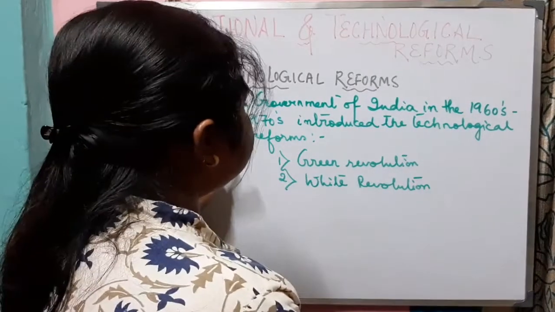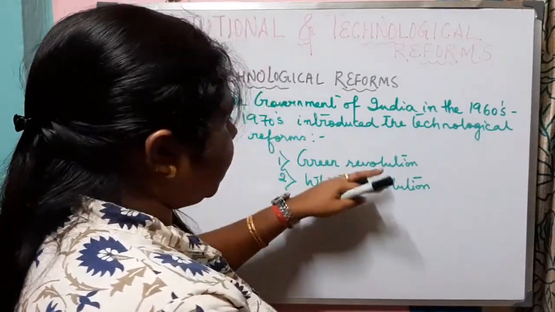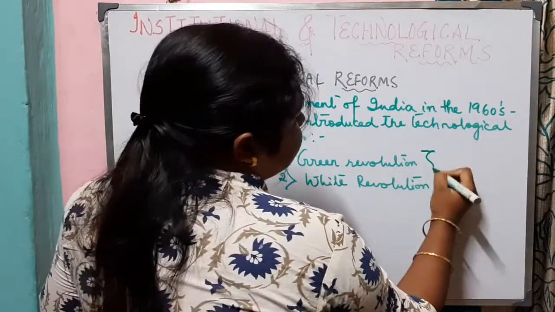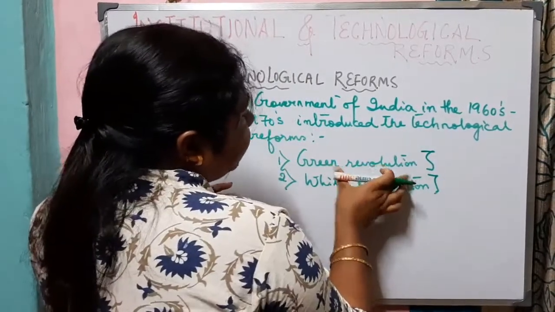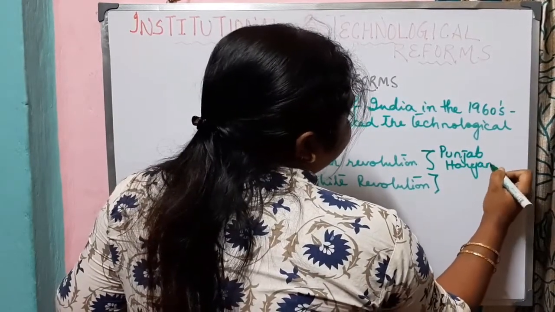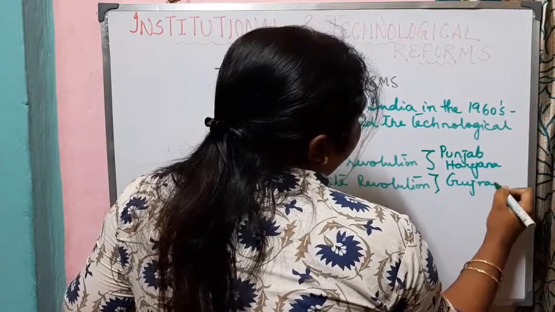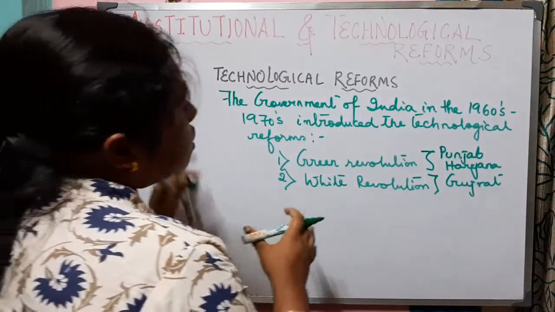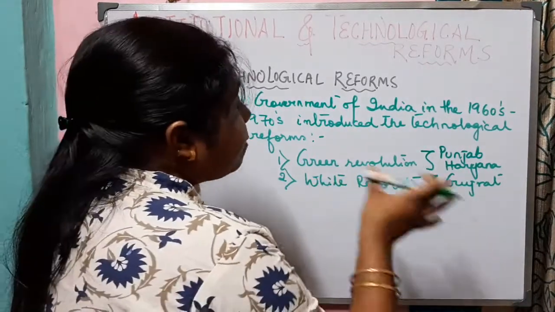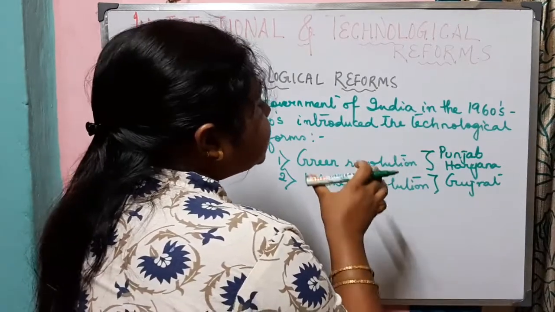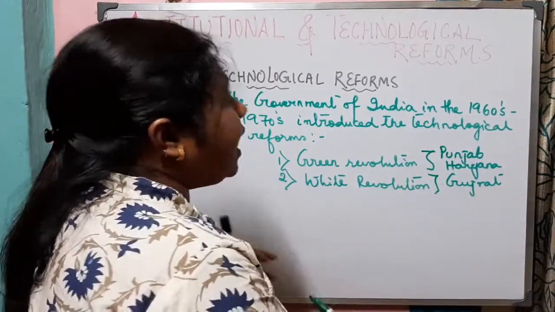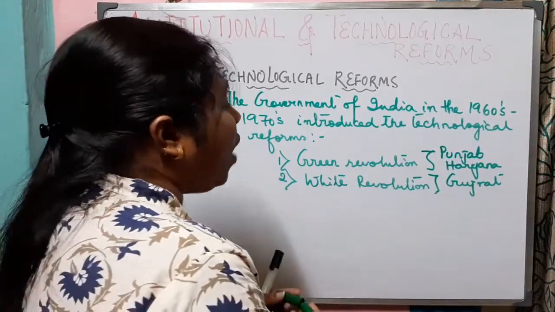So both the technological reforms that were introduced by the Government of India, the Green Revolution and White Revolution, were successful, but they were successful only in few states. Like the Green Revolution was successful in the states of Punjab and Haryana, and the White Revolution was successful in the state of Gujarat. So we can say that though the technological reforms were introduced in view to increase the productivity of the whole country, somewhere it led to the concentration of development only in few states, and most part of the country did not get benefited by the Green Revolution and the White Revolution.